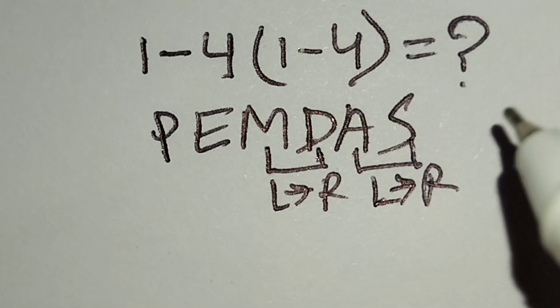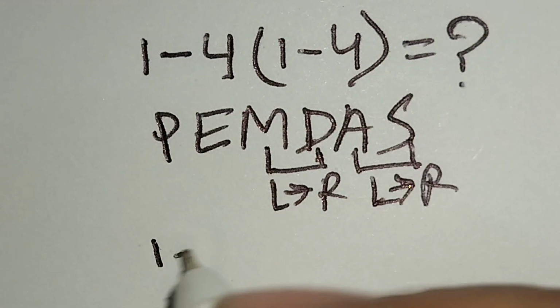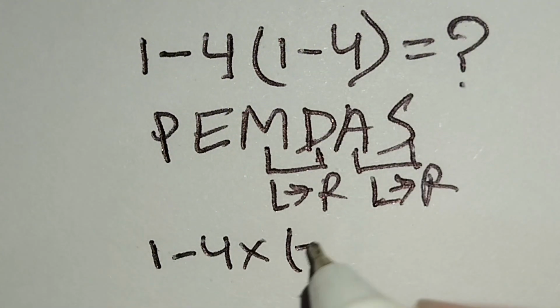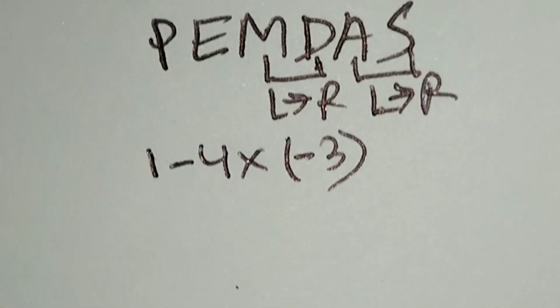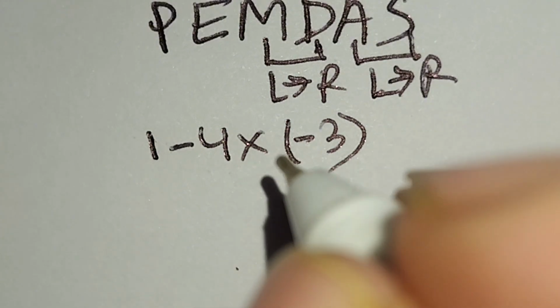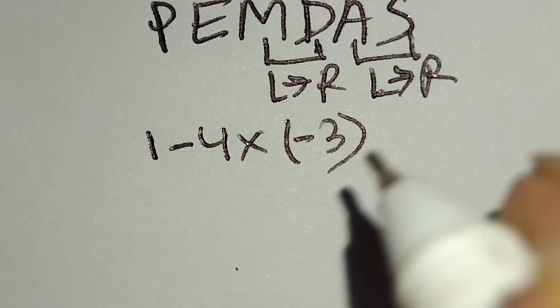Therefore, at first we have to work with this parenthesis. Here 1 minus 4 gives us negative 3. According to the order of operation, now I have to work with this multiplication because multiplication has higher priority than subtraction.